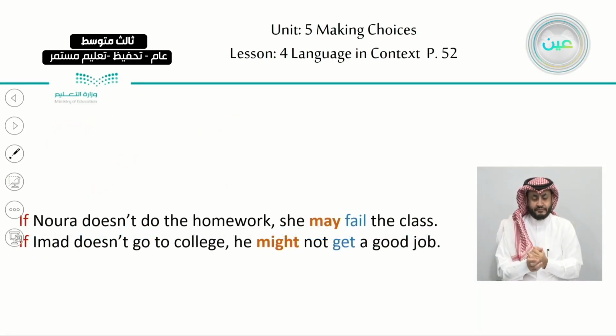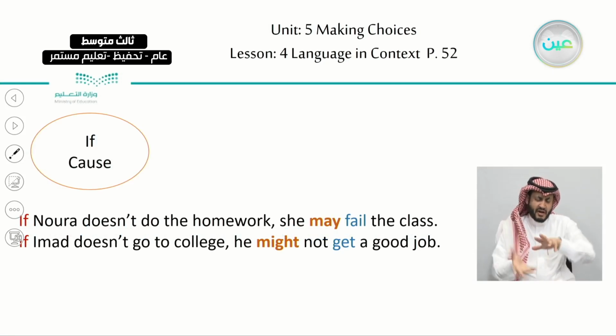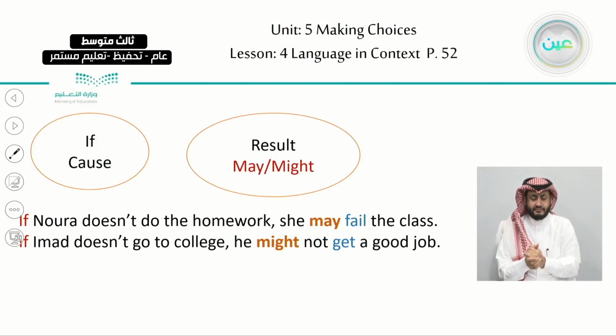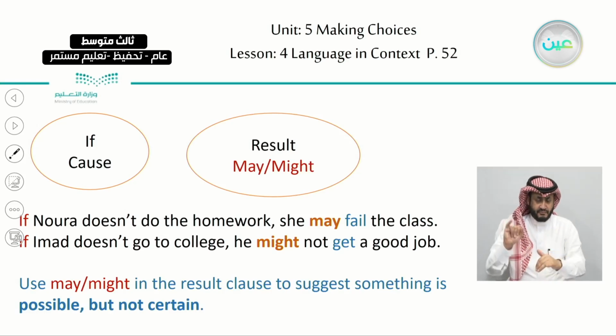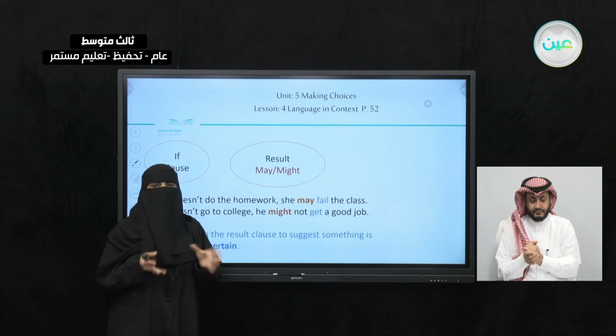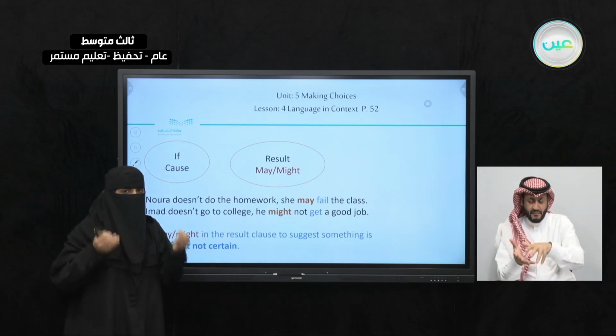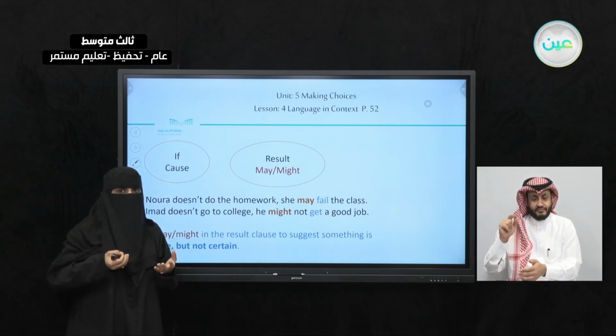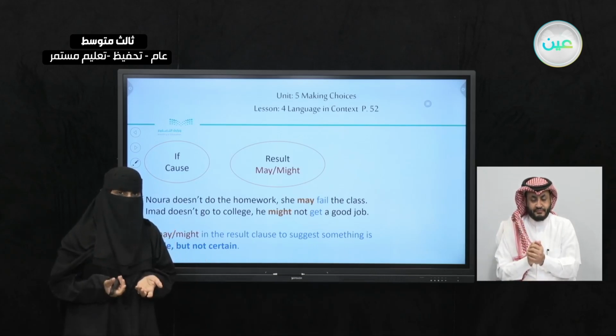Also, when we're talking about the future, sometimes we use may or might. In the if part and the result part, we use may or might when we're talking about the future, when we are not really sure, when we are 50% sure. Like when we are sure, we use will or going to, okay?